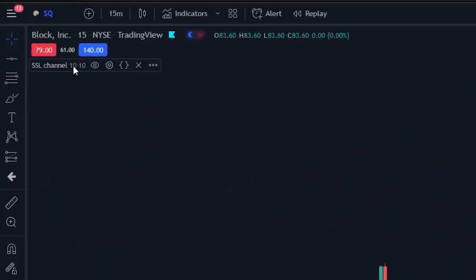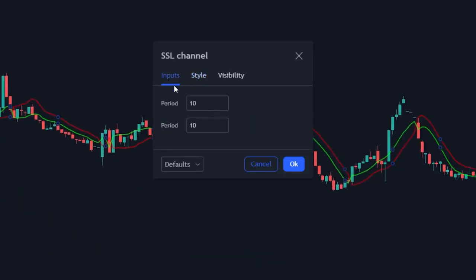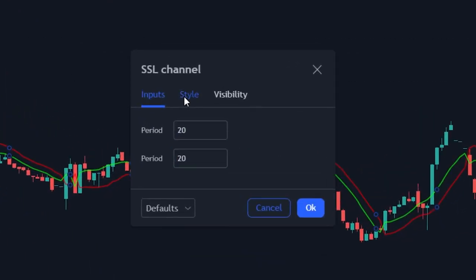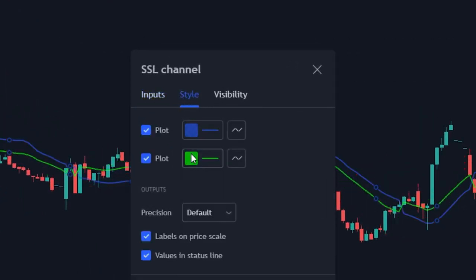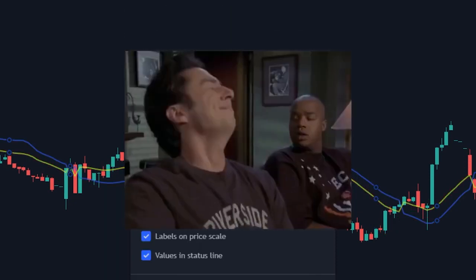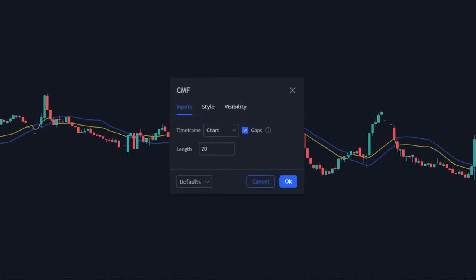Go to the SSL channel indicator first, change both the periods from 10 to 20. Then I'm also going to change the colors to blue and yellow so they're easier to see on the chart. Was it blue? Yellow. Next, go to the settings of the Chaikin Money Flow indicator.